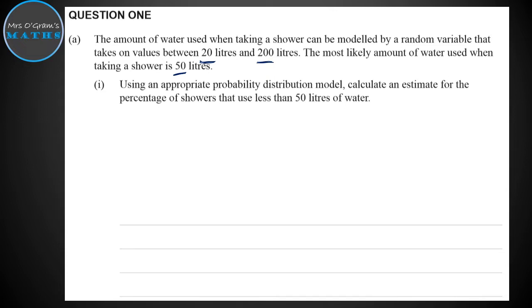Okay, so we can set up what that looks like, with our minimum being 20 and maximum 200, and mode somewhere here is 50. Okay, so it's a triangular distribution. We want to be able to work out the percentage of showers that use less than 50 litres of water, so that's this area here, less than 50. We can do that using simple geometry of working out the area of a triangle. We don't need to go to the complicated formula that you've got in your formula book. Because it's at the peak of the triangle, it's a little bit easier to think of this just as triangles.